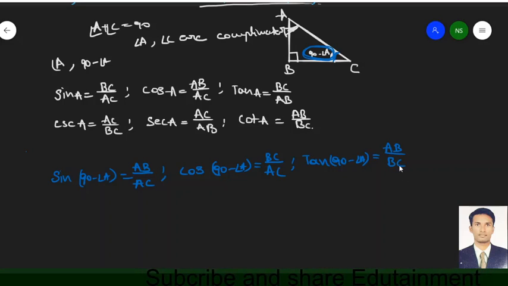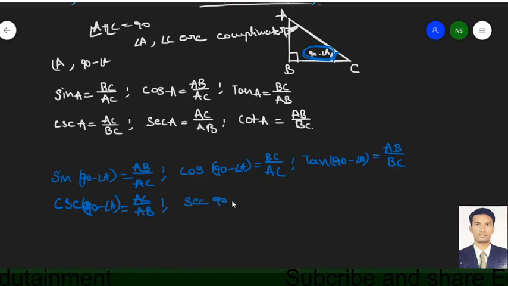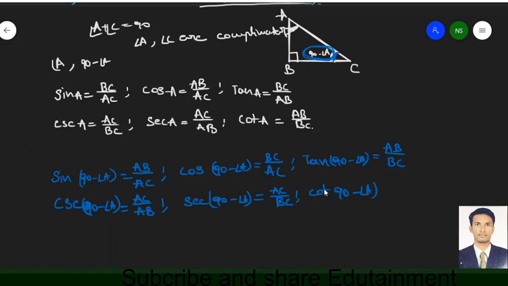Like that we can write cosecant 90 minus A, which is the inverse of sin 90 minus A, AC by AB. Secant 90 minus A is AC by BC, and cotangent 90 minus A is BC by AB.